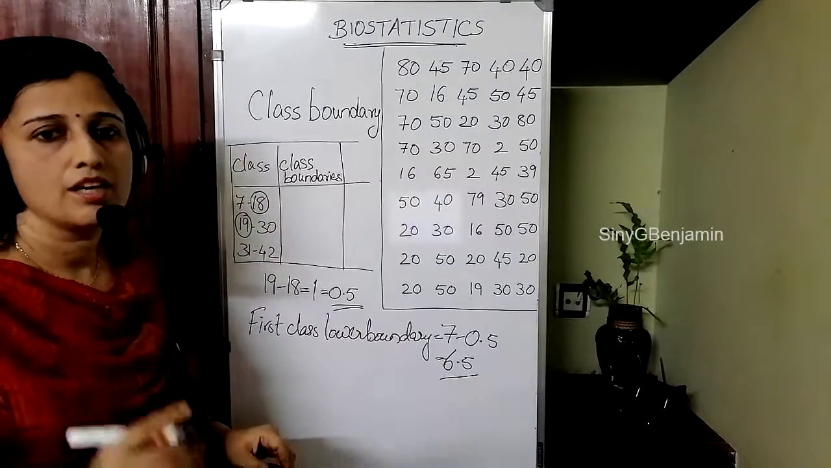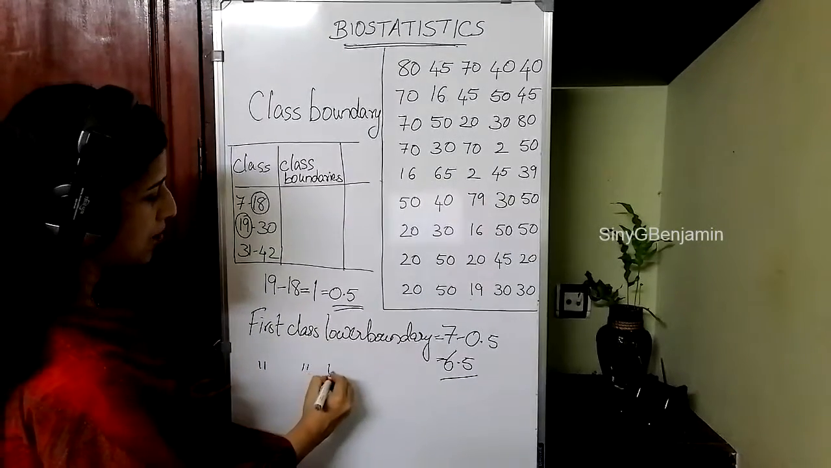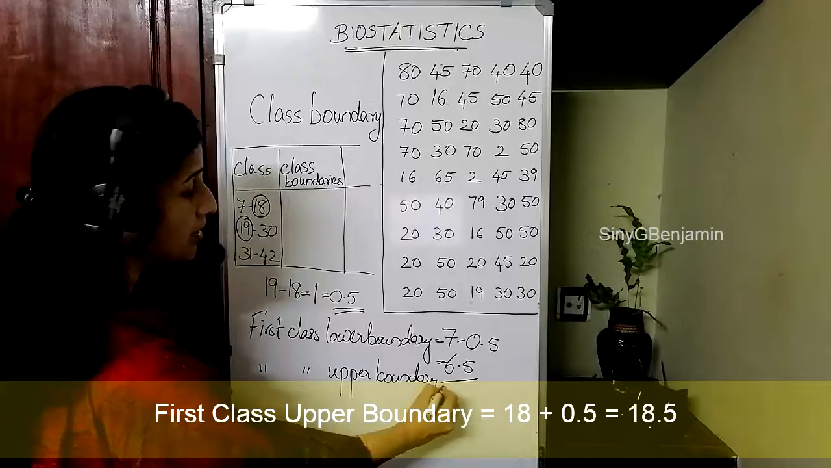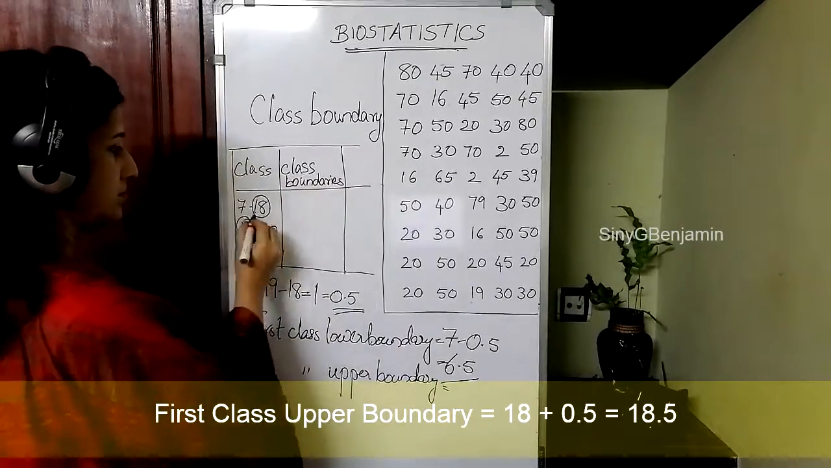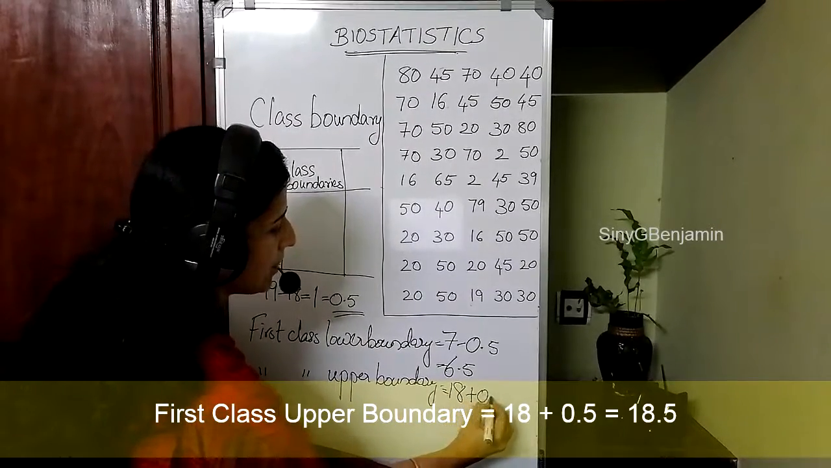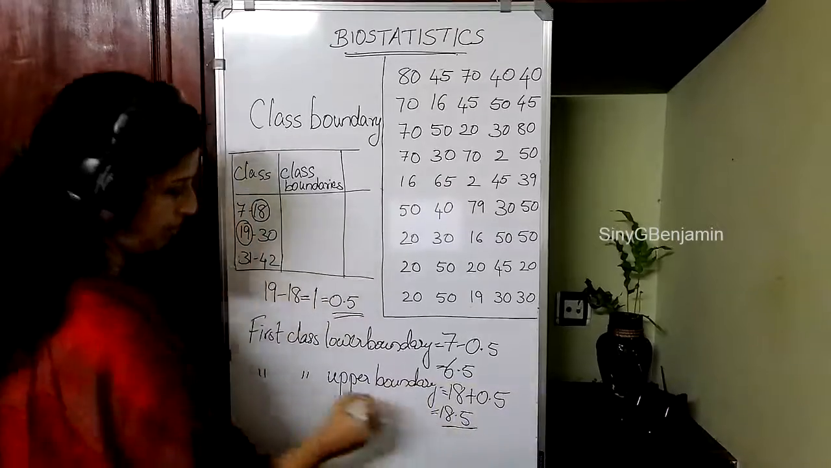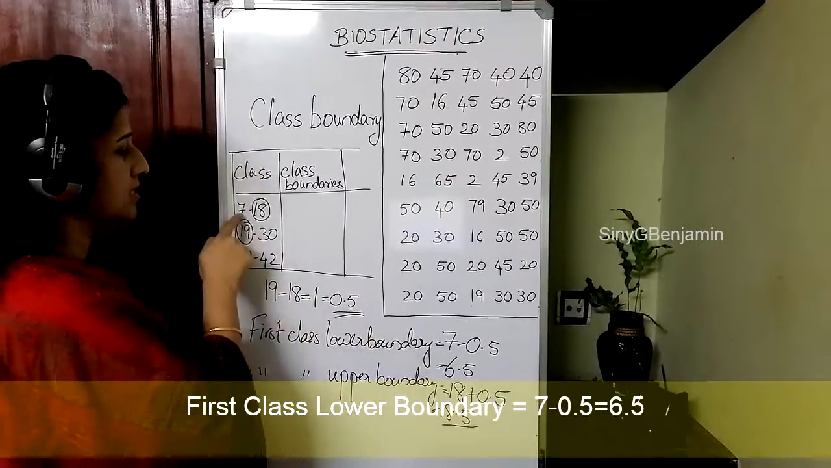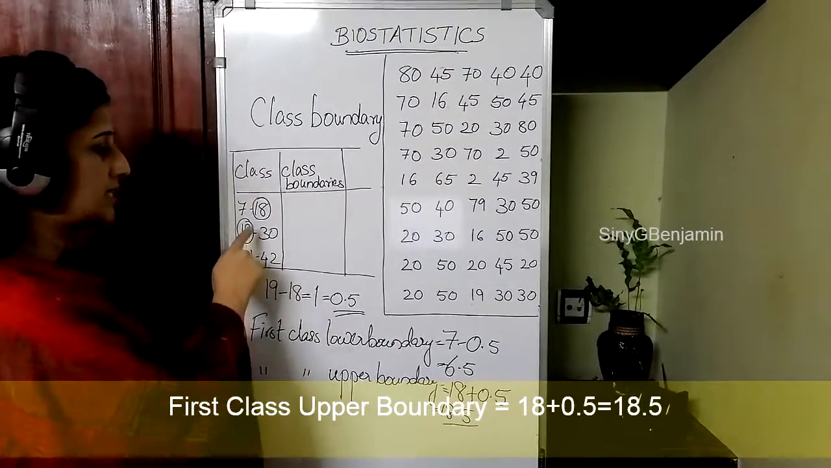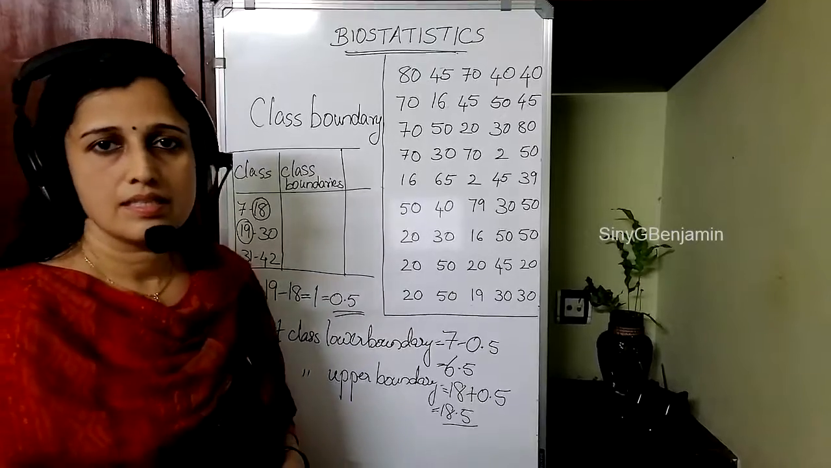Now we will calculate the first class upper boundary. First class upper boundary is equal to 18 plus 0.5, that is equal to 18.5. So the first class lower boundary is 7 minus half the distance, that is 0.5, and the first class upper boundary is 18 plus 0.5. Like that we can find the class boundaries of each class, as you can see here.